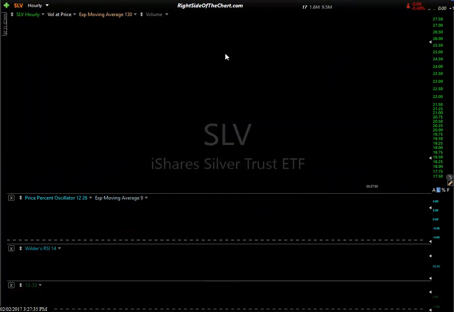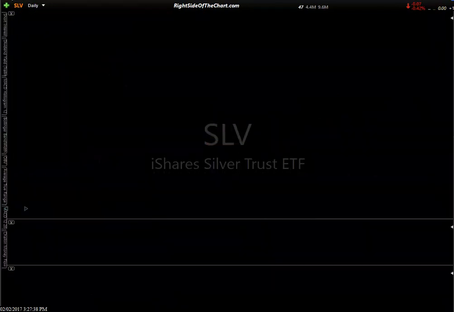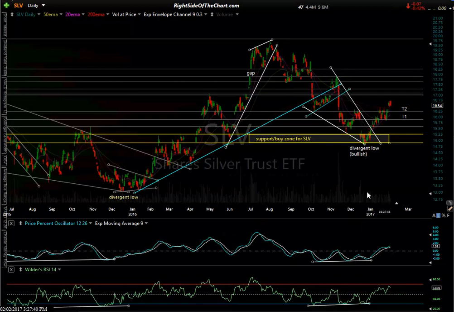Now let's look at silver. Let's go to a daily chart since I don't have anything marked up there. Silver looked good. It was, just like gold and GDX, I gave a support or buy zone. Silver went right into that support buy zone, so you could have scaled in there. That was my preferred strategy.